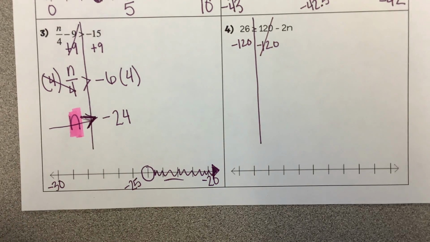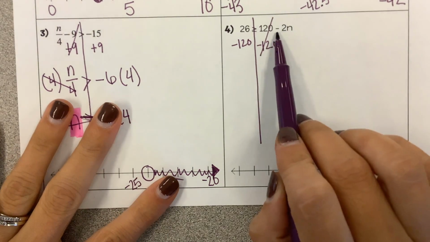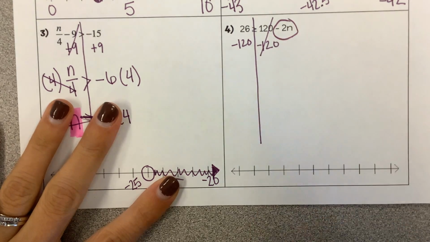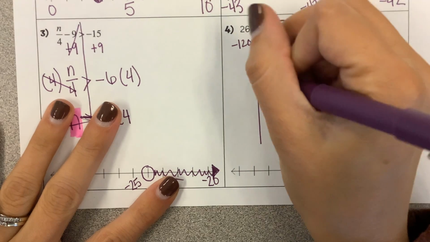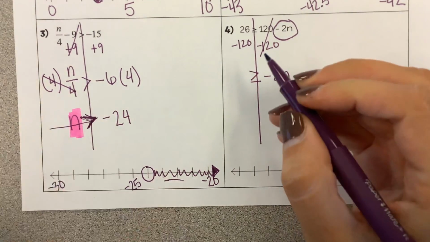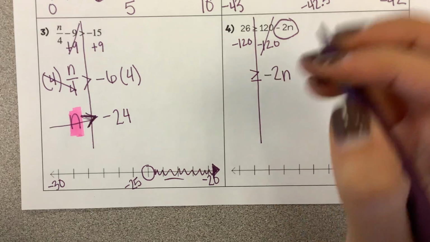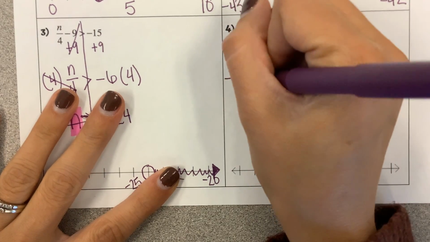On this side, it cancels out. What I have to be careful with is this subtraction is going to stay with that 2n. So we have a negative 2n. That's really important here. I bring down my inequality symbol. 26 minus 120 is negative 94.